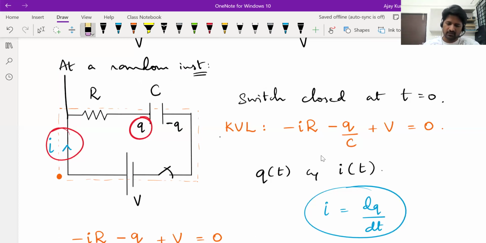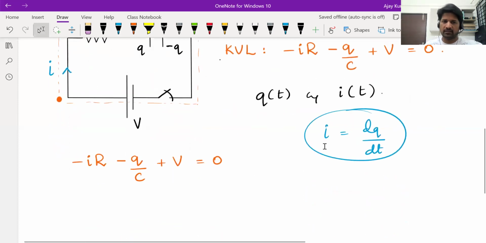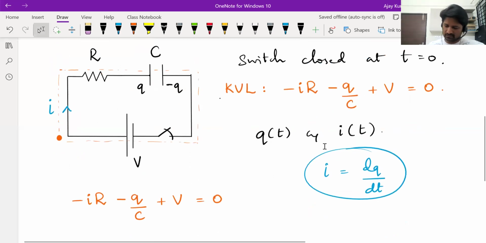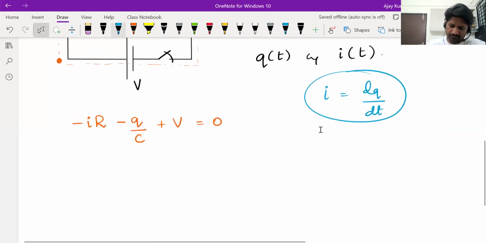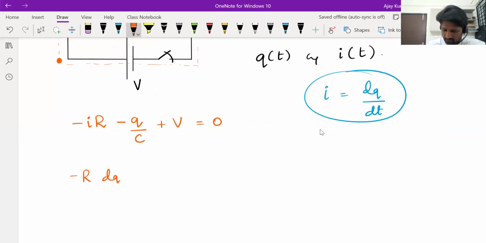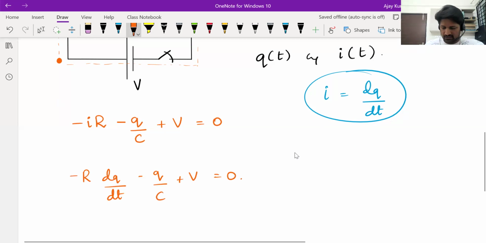Okay, fine. Now, if there's only one branch like this, then yes, if I is the current and it's flowing this way, then it will be equal to the rate of increase of positive charge on the plate of the capacitor. So we can write I as dq by dt in this case. So then the equation becomes minus R dq by dt minus q by C plus V is equal to 0. Okay. Our aim is to get charge as a function of time.